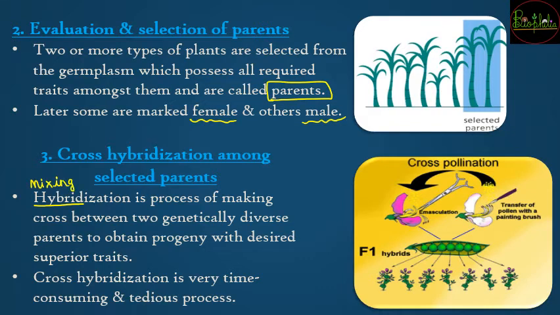So from that you can remember that hybridization is going to be a process that is crossing between two genetically diverse parents. That is, two parents which you selected from the germplasm collection, you are going to cross them and obtain a progeny which is going to be superior in traits. So that is going to be a very time consuming process, because you have to cross, you have to wait for the plant progenies to form, and then when the seeds or the young embryos have been developed, you are going to plant those and get the particular plants. But still it is not going to be as good as you want, because it is time consuming, it is a tedious process, but still you have to go through this particular step.